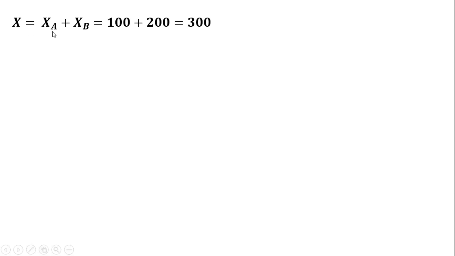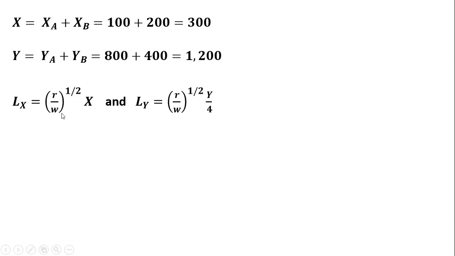The total number of units consumed of good x by consumer A and consumer B, 100 and 200, is 300 units. And the total units consumed of good y is 1,200 units, summarizing what we found earlier, 800 and 400. All right, let's take these input demands for labor and evaluate each one at the values that we've been solving for. R is 1, W is 4, and X here is 300, right up here.